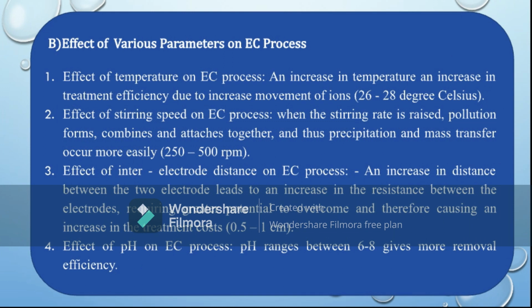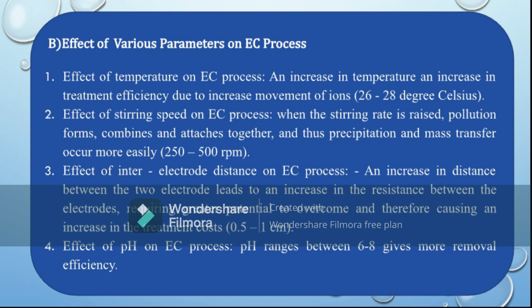Effect of various parameters on EC process. Effect of temperature on EC process. An increase in temperature leads to an increase in treatment efficiency due to increased movement of ions. Optimal temperature is found to be 26 to 28 degrees Celsius.